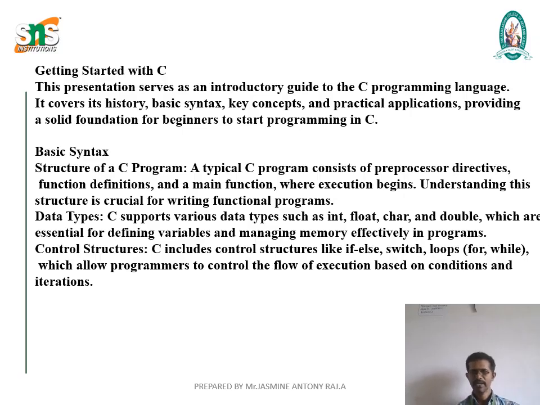So here we have different types of control structures. If else is one control structure, switch is one control structure, and then loops, where we can have different types of loops, that is a for loop and a while loop. These are all defined as control structures, which we can use to get the output based on the particular conditions we give to the system.